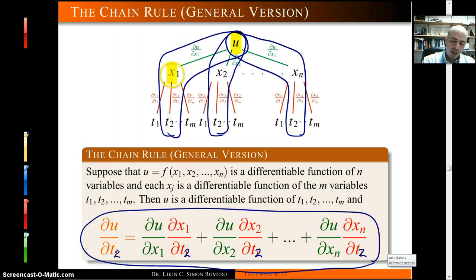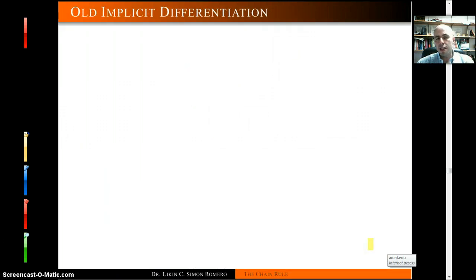How much u depends on x1 and how much x1 depends on t2. That's the first one. How much u depends on x2 and how much x2 depends on t2. And so on until you get to the last one: how much u depends on xn and how much xn depends on t2. And that gives you that over here. And that finishes the chain rule, the most general case.